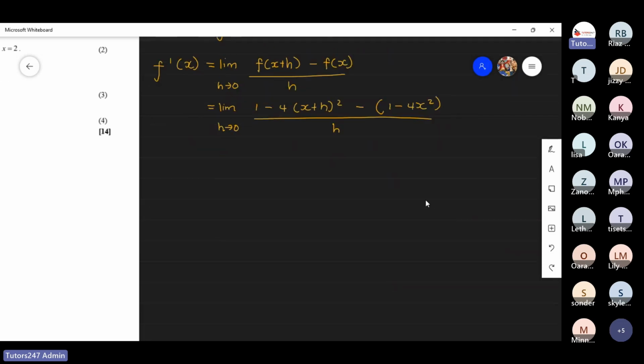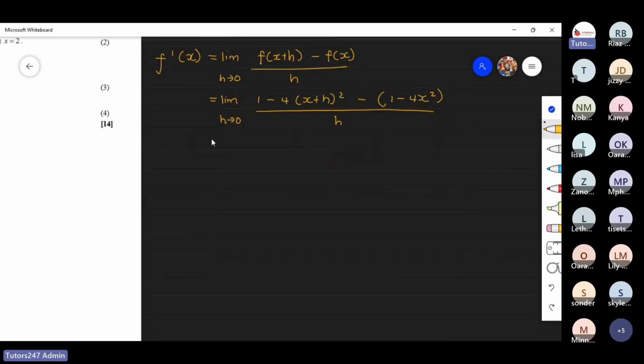Now, all we are going to do from this step is continue to simplify the right-hand side such that we can get rid of the h in the denominator position. So let us continue to simplify. So we're going to bring down the limit as h approaches 0. We can now simplify x plus h all squared. When we simplify that, that is then going to become x squared plus 2xh plus h squared.